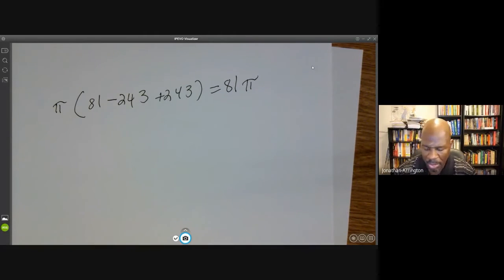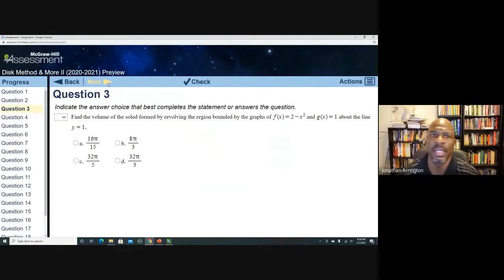Again, this method, part 2, finding the volume of solids of revolution revolved about a horizontal line y equals k. Example number 3. All right, so in this final example, find the volume of the solid, I misspelled solid, please forgive me, formed by revolving the region bounded by the graphs of f of x is 2 minus x squared and g of x is 1 about the line y equals 1.